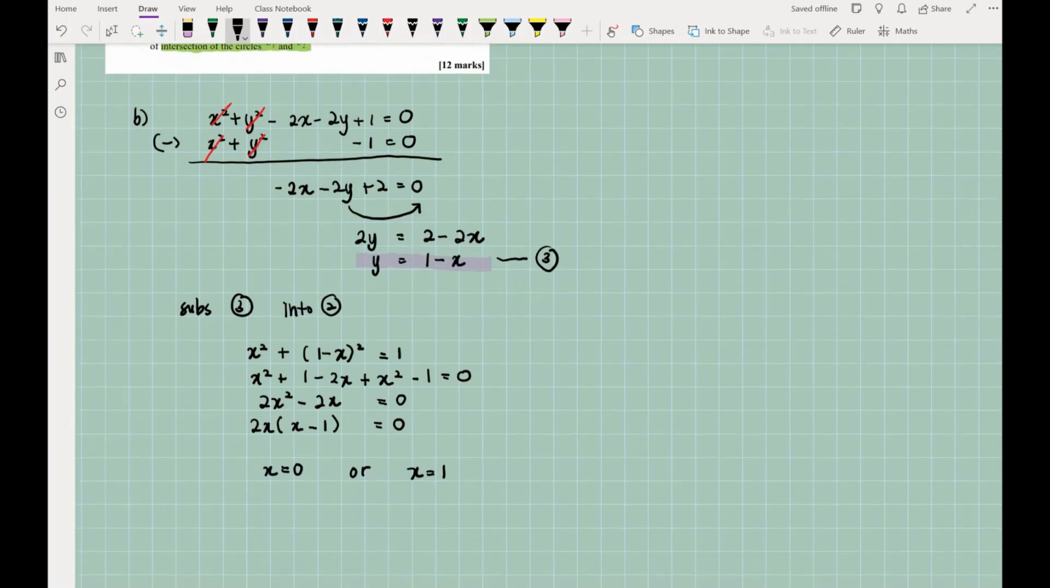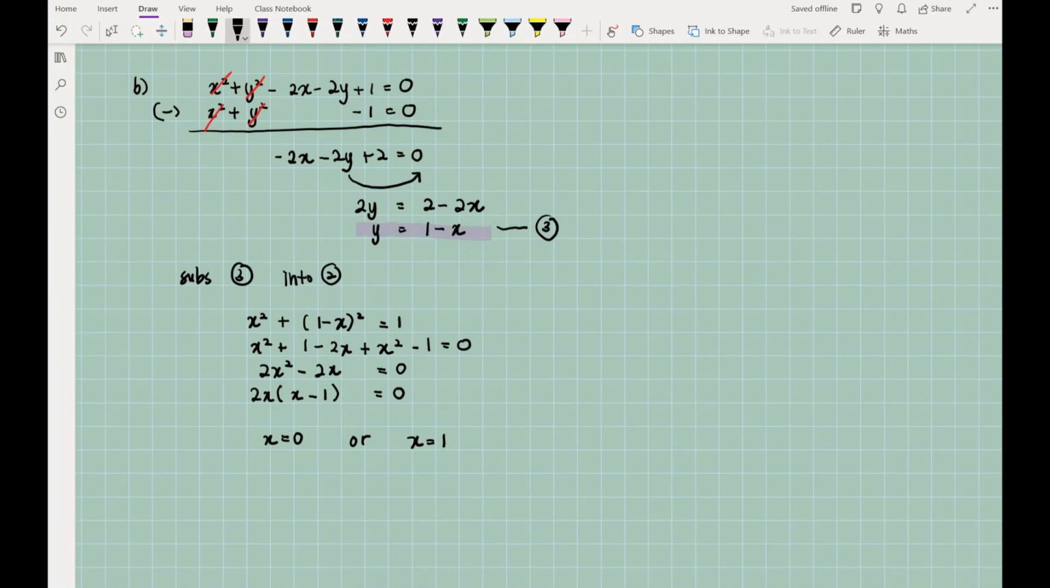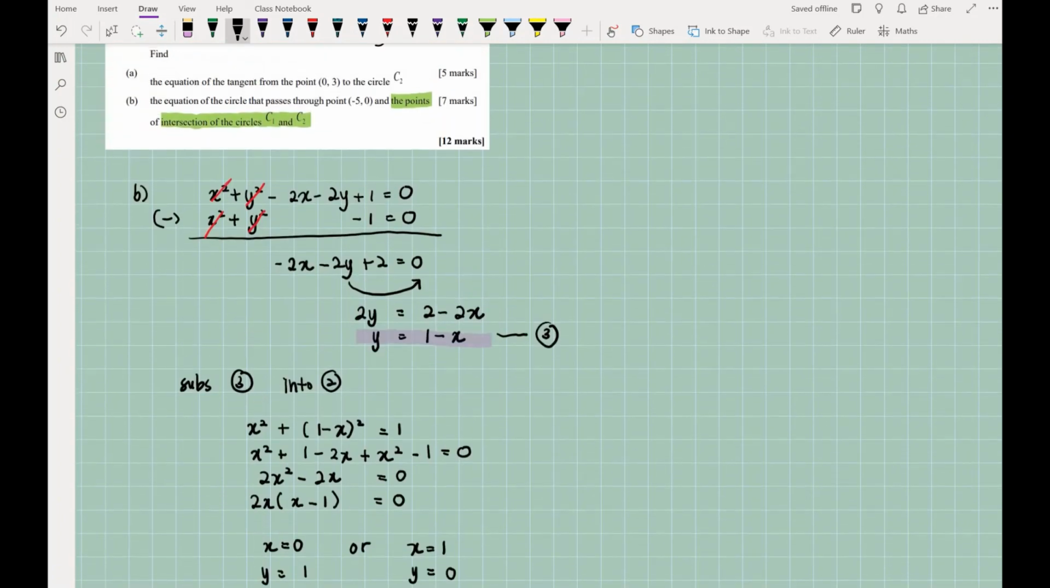Now, I can use this value to find the y coordinate, yang mana I'm going to substitute these values of x into my equation nombor 3. And I'm going to have, when x is equal to 0, y is equal to 1. When x is equal to 1, y is equal to 0. So, from here, my point of intersection adalah 0, 1 as well as 1, 0. Please make sure you write in coordinate form sebab kita nak gunakan semula untuk mencari equation of circle.